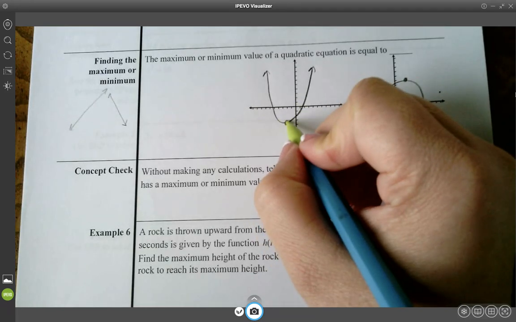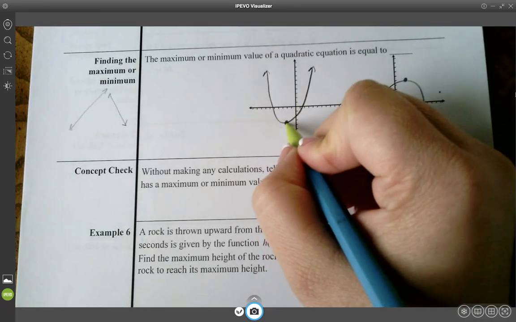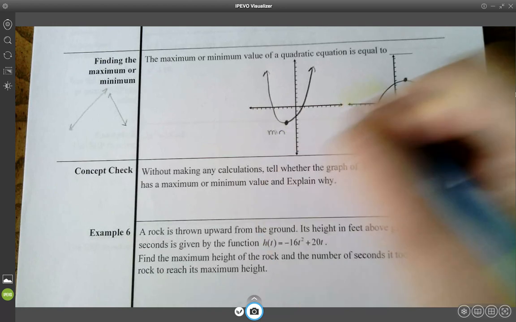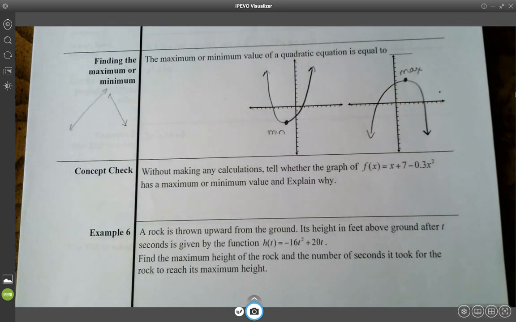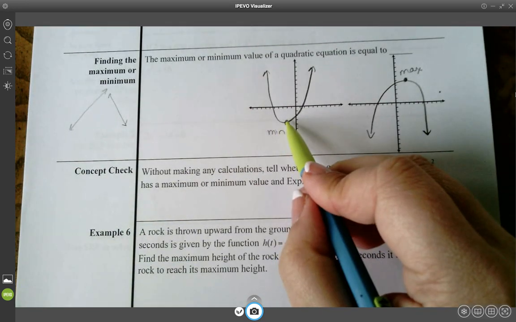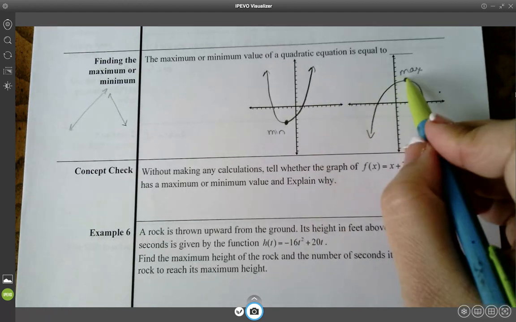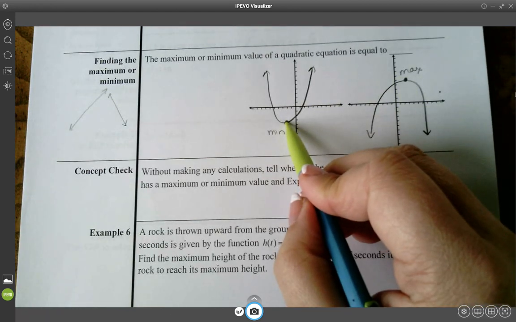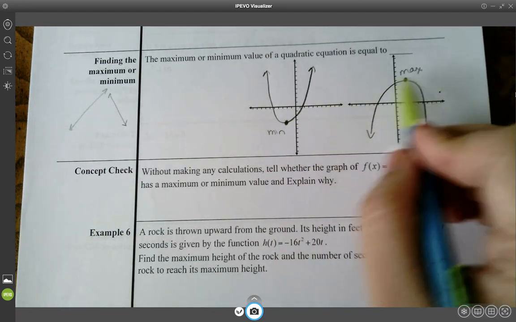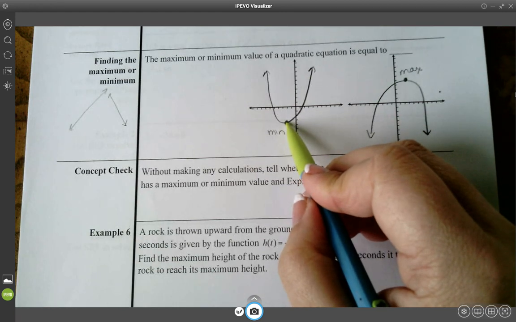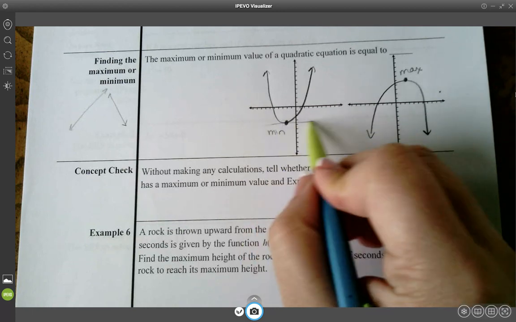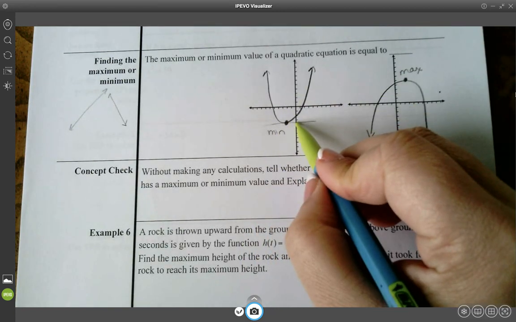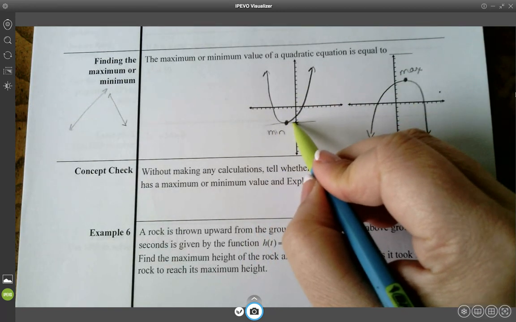The minimum, like the smallest, is going to be the bottom point. The maximum, the biggest, is going to be the top point. So either way, when we're looking at a parabola, there will always be a maximum or a minimum. And either way, the maximum or minimum will always be the vertex, right? It'll always be at the vertex. So the smallest value on this function is this value right here.